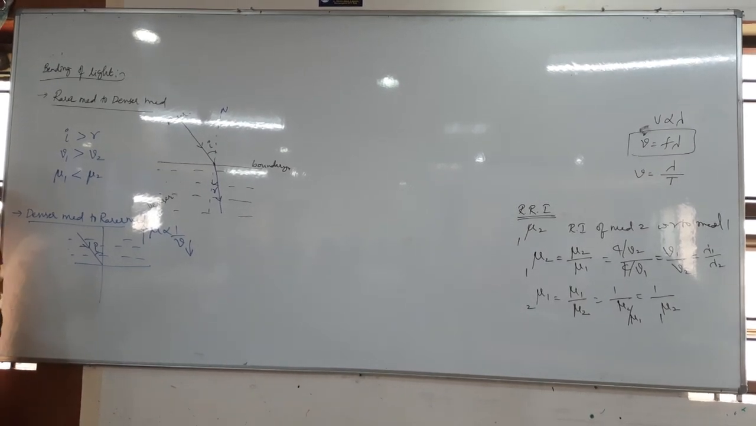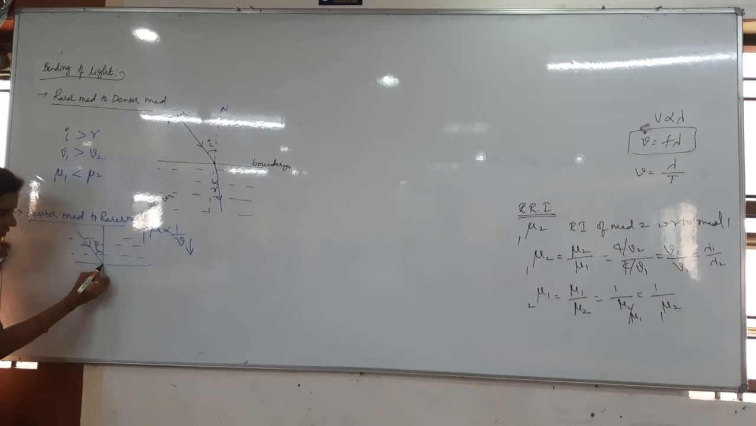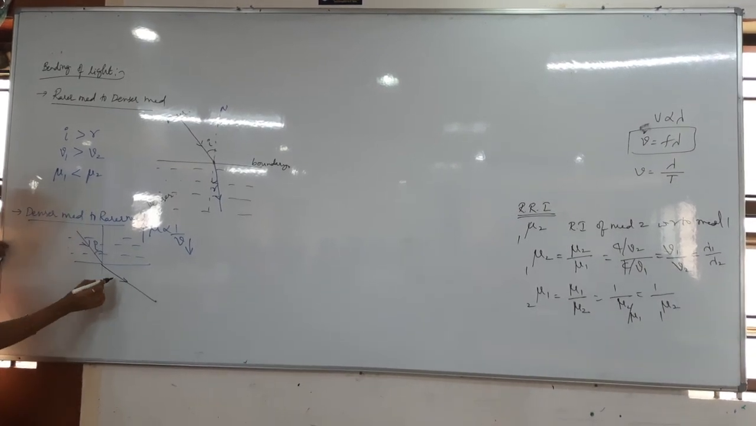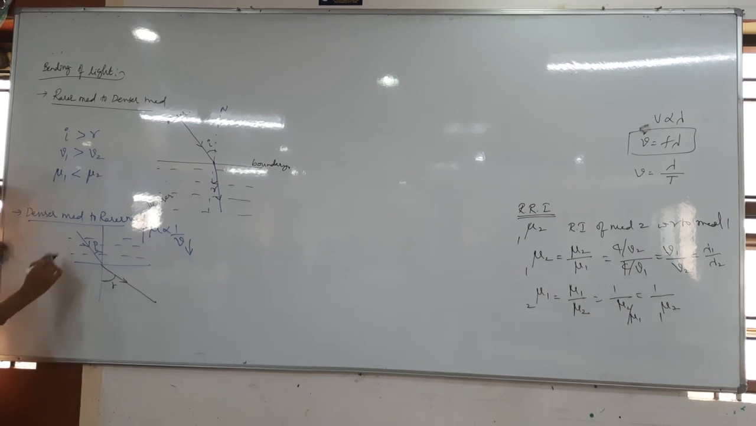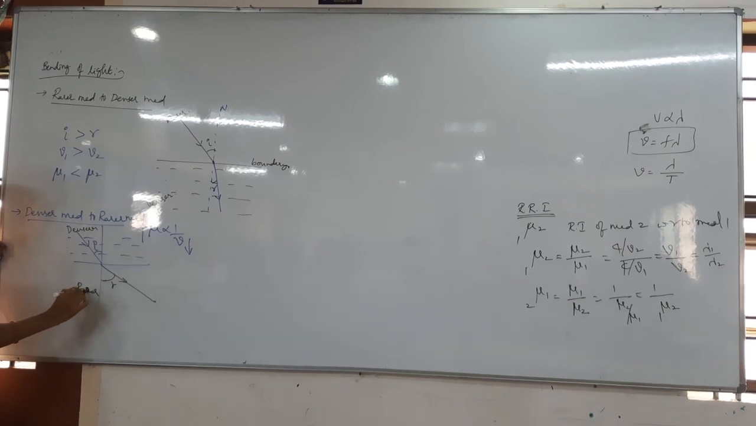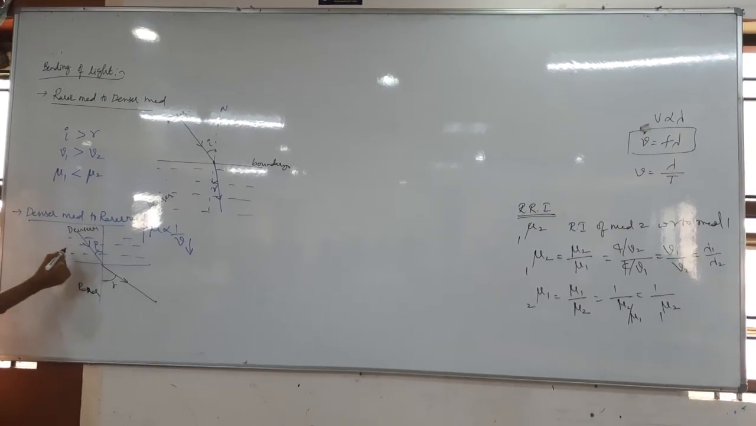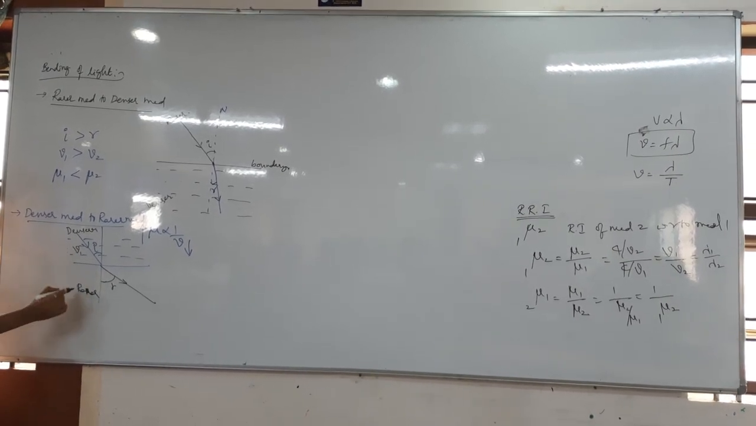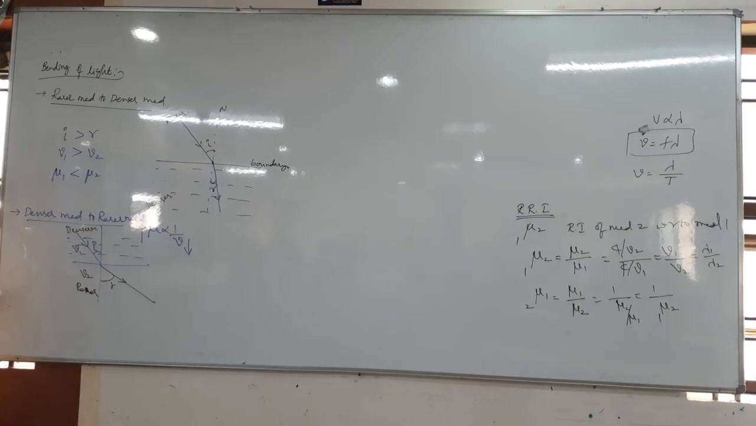It is free to move, otherwise it is difficult. Free to move in the rarer medium. So what happens? It will immediately go away from the normal. This is the angle of refraction. This is the denser medium and then the rarer medium. Now here the velocity is V1, let us consider this velocity is V2.